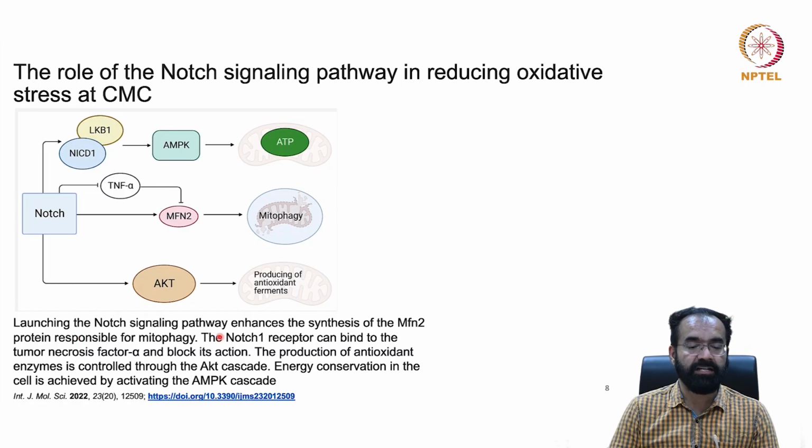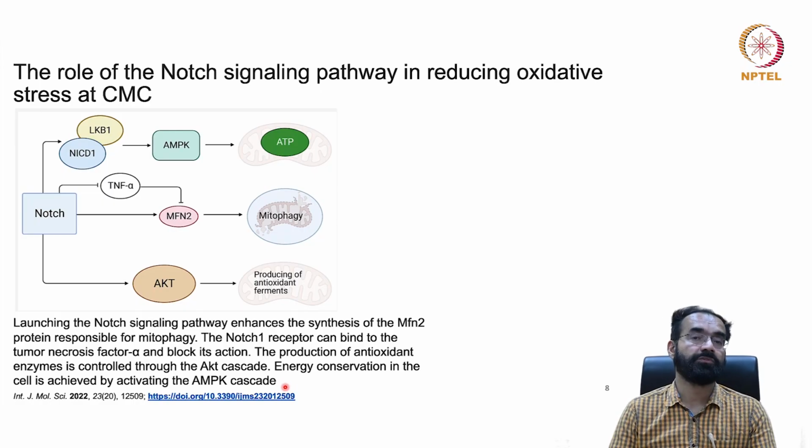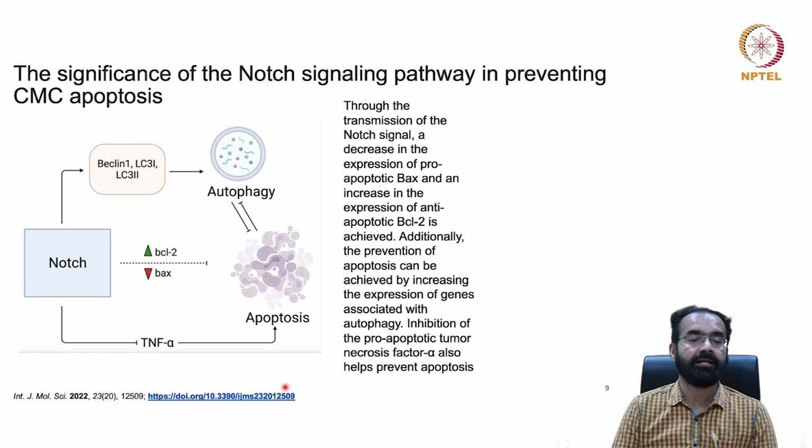So launching the Notch signaling pathway enhances the synthesis of MFN2 protein responsible for mitophagy. The Notch1 receptor can bind to tumor necrosis factor alpha and block its action. The production of antioxidant enzymes is controlled through the AKT cascade, and energy conservation in the cells is achieved by activating the AMP kinase cascade. So this many roles the Notch signaling can trigger.